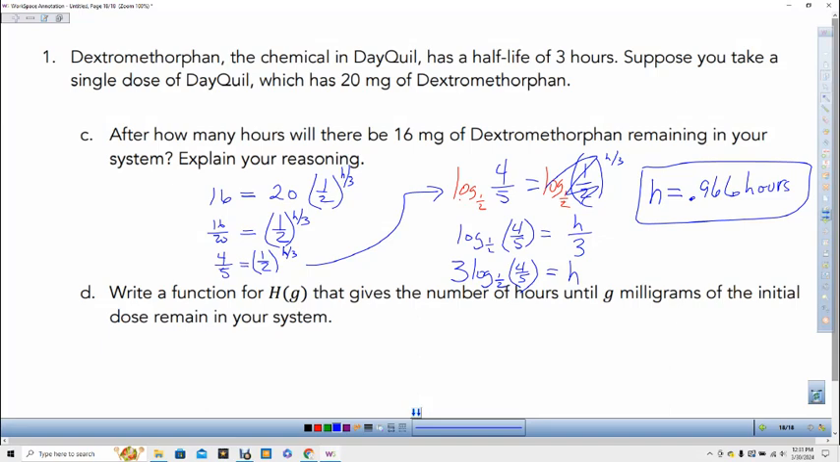So if you wrote all that out, after 0.966 hours, the amount of DEX in my system will be 16 milligrams.